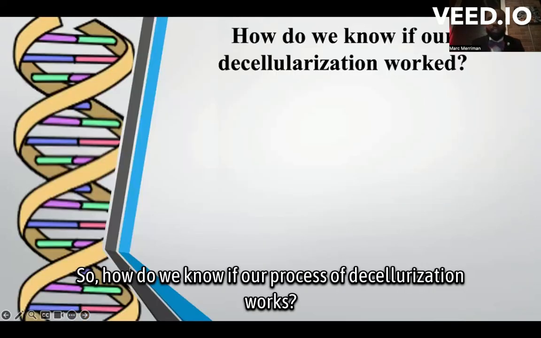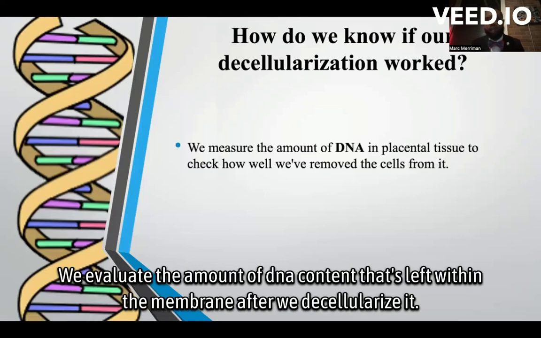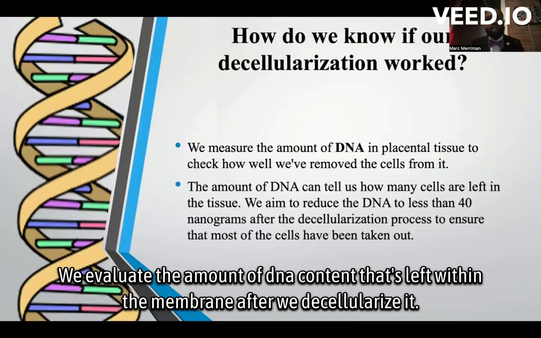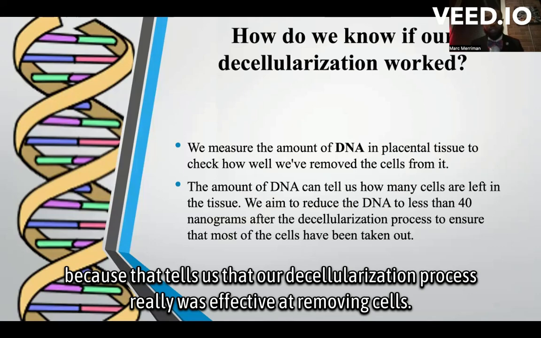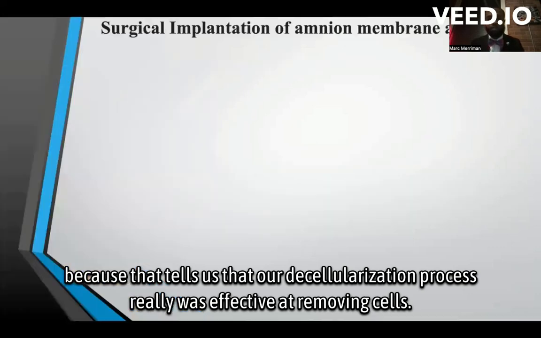So how do we know if our process of decellularization works? We evaluate the amount of DNA content that's left within the membrane after we decellularize it. And we really want that amount to be less than 40 nanograms after the process, because that tells us that our decellularization process really was effective at removing cells.